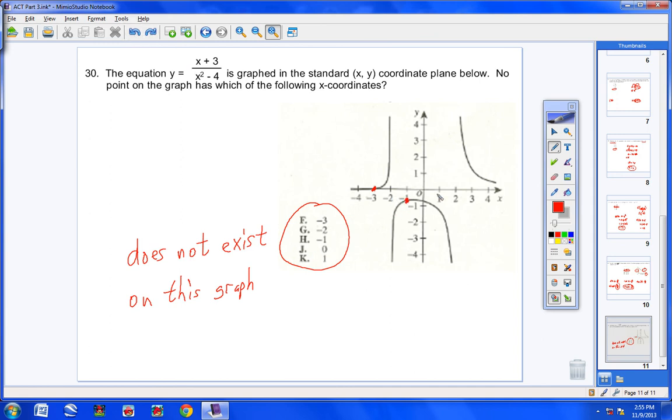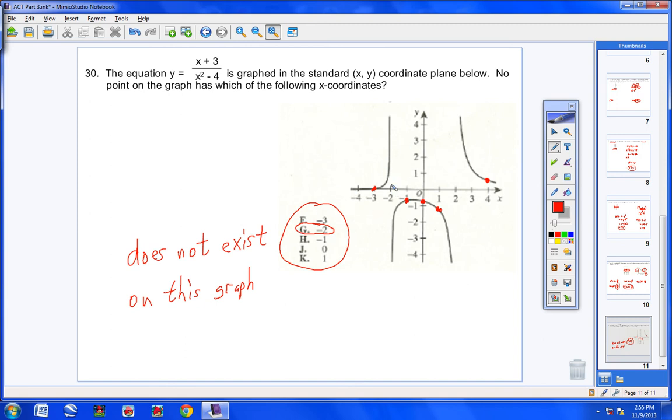How about 0? Yep, here's 0. Go straight down. Yep. Right there. There's a point that lines up with 0. How about 1? Yeah, there's a point that lines up with 1. I'm going to make another one up. How about 4? Yeah, there's a point that lines up with 4. But look at letter G. How about -2? Is there a point on the graph that lines up with -2?